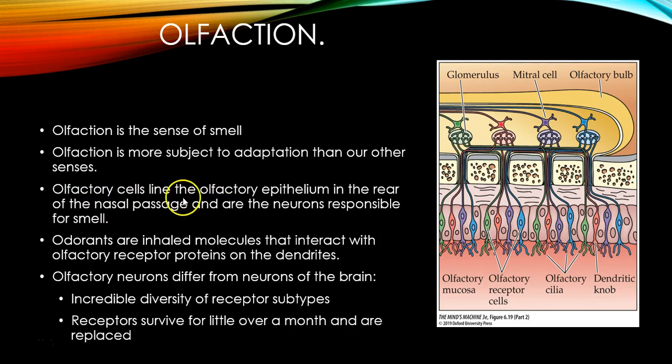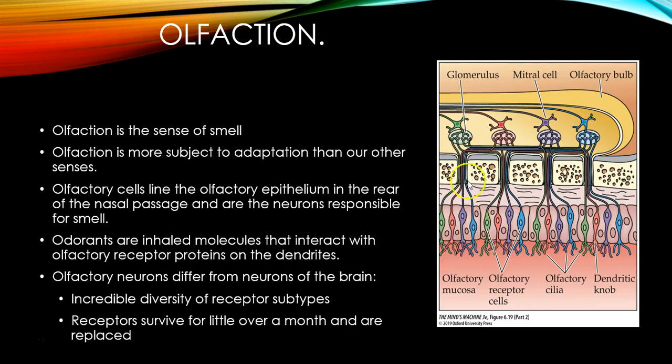Olfactory cells line a membrane in the back of your nasal passage called the olfactory epithelium. And that's where the neurons that are responsible for smell are. Odorants are the inhaled molecules, the chemical molecules that interact with olfactory receptors, proteins on the dendrites.